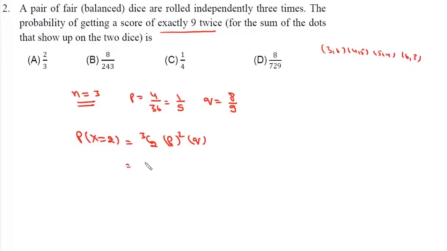So it will be 3. Now P square is 1 by 81 and this is 8 by 9. So this probability will be 8 by 243 and that's your option B.